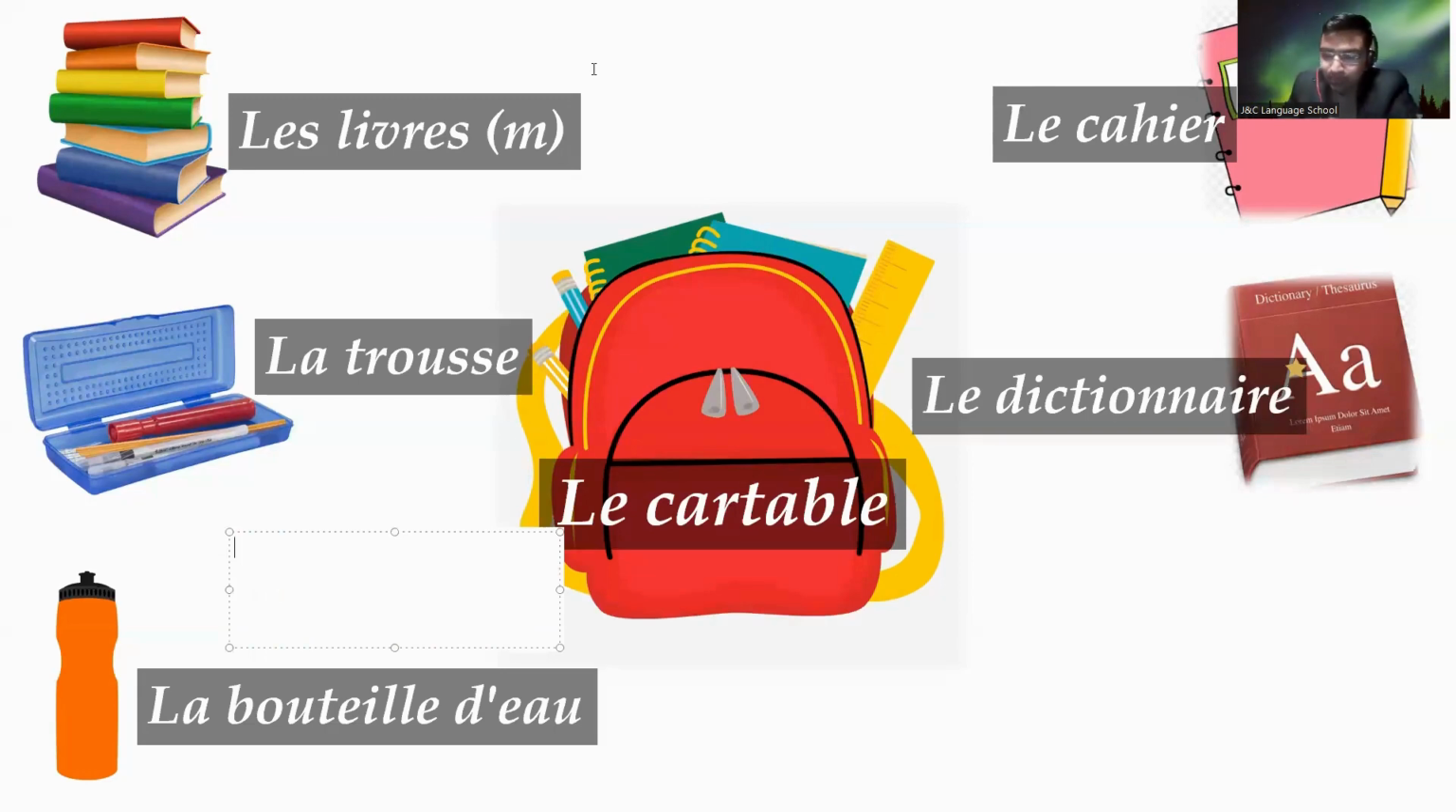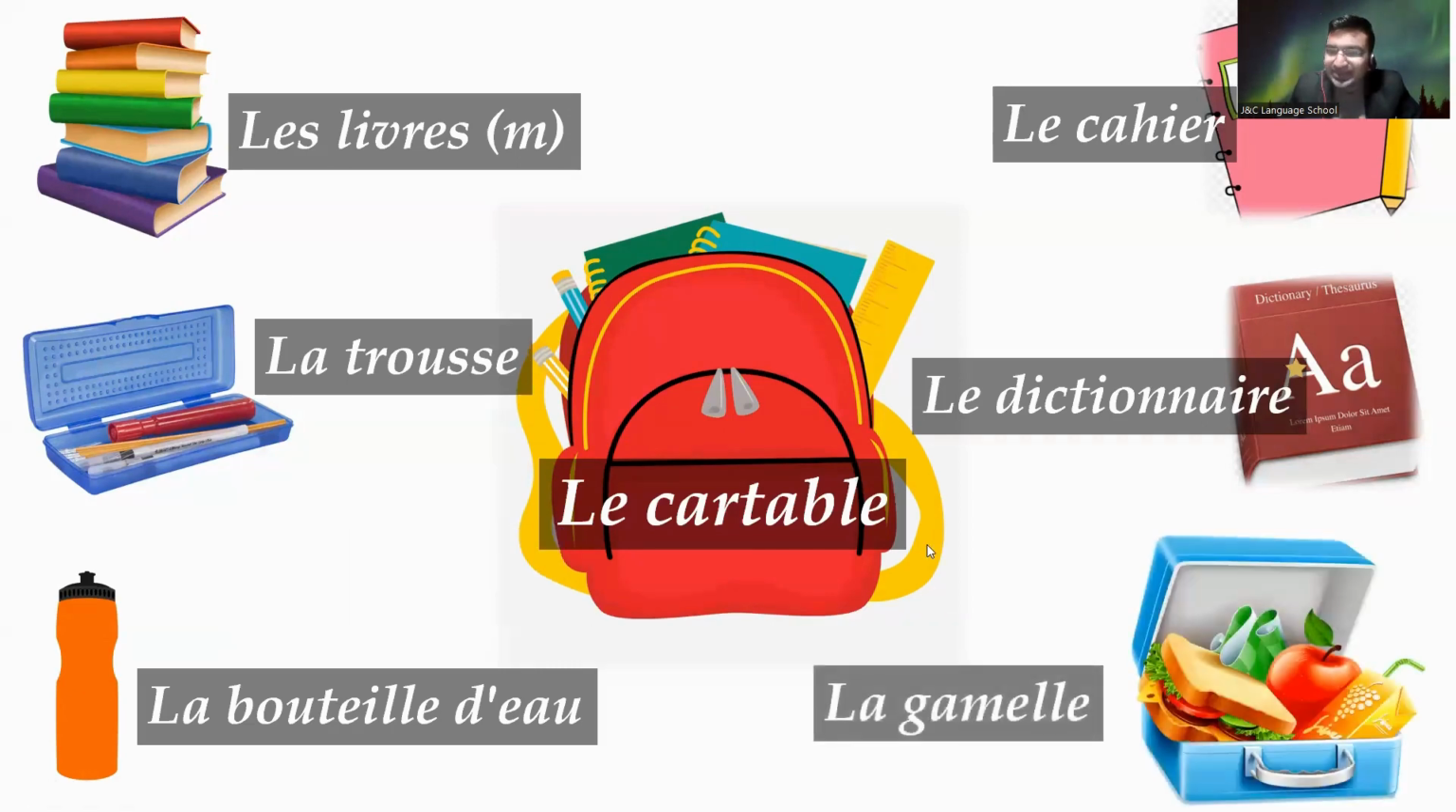And yes, lunch is most important. We will say lunch simply as la gamelle. Here you don't have to change the sound of 2L to Y because they are not between I and E. The rule stands specifically for I and E, not for other vowels. So lunchbox will be pronounced as la gamelle.